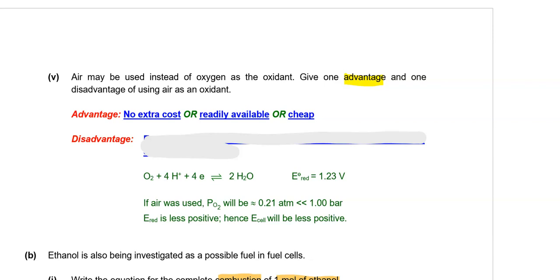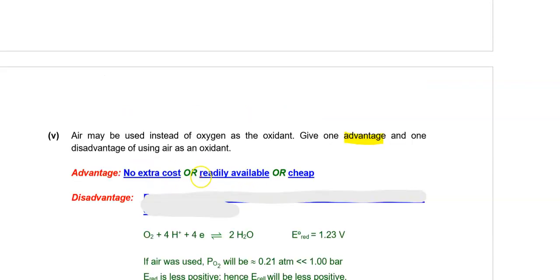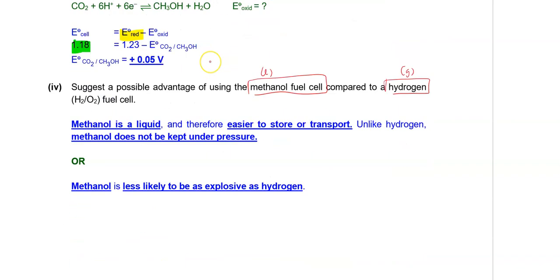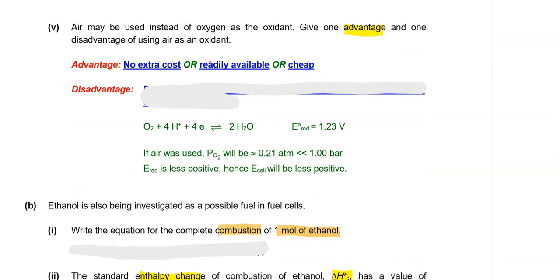What's the disadvantage then? If you take a look at the equation that involves oxygen, this is the equation. We talked about the two equations early on. In this case, it happens at the cathode. Oxygen is used at the cathode. So if we use air, it does not contain oxygen at 1 bar. In fact, the partial pressure of oxygen will be only about 21%, only about 0.21 atm, which is a lot lesser than 1 bar.